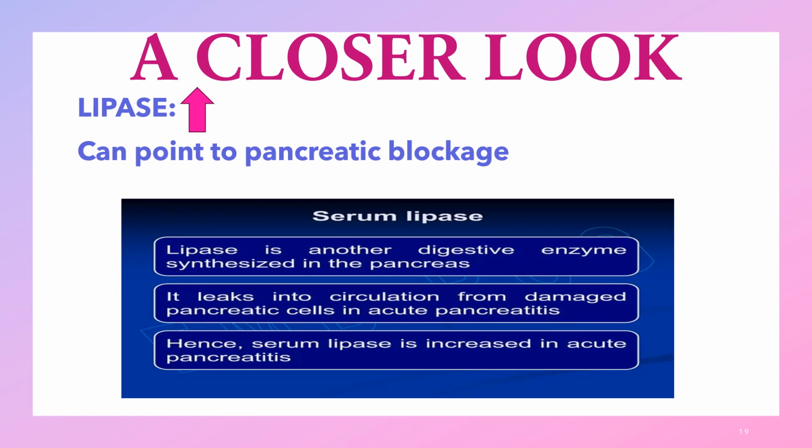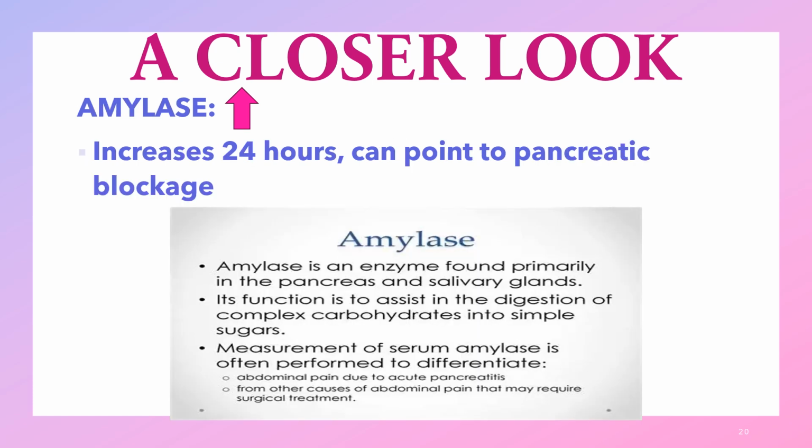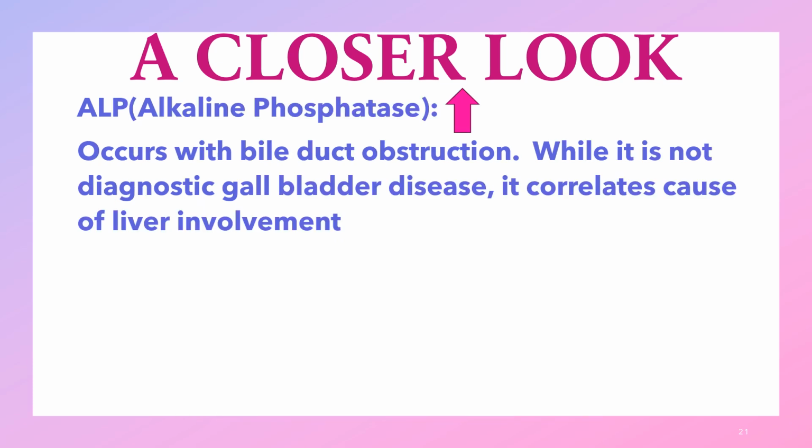So when we look at lipase, we expect that to elevate as well if there is pancreatic blockage. Again, quite a possibility for a gallstone to come down and block that common bile duct, causing backup into the pancreas. Along with lipase, we might expect amylase to be elevated. Again, it can point to a pancreatic blockage. That's one of the pancreatic enzymes, so we might see elevation there as well. This alkaline phosphatase is one of those liver counts that we're looking at.